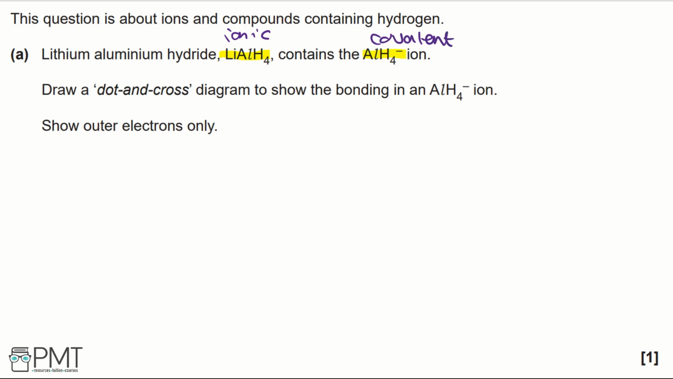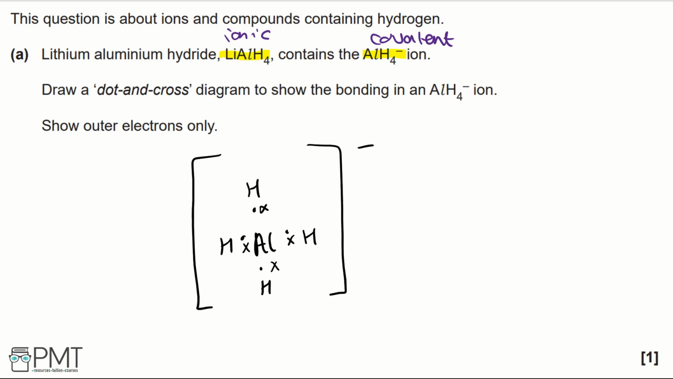So if we were to draw out the aluminium hydride ion, we would draw it covalently with Al needing, well, normally it would need 3 bonds, but it's a minus, so it can have 4, with hydrogen sharing 1 pair of electrons, not forgetting the brackets and the minus charge to show it's an ion.